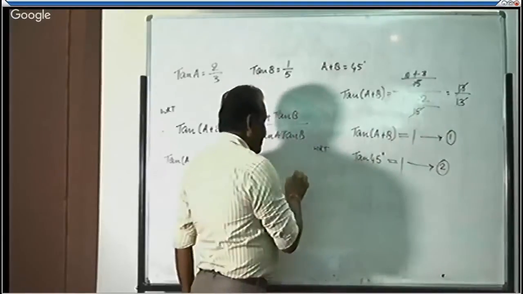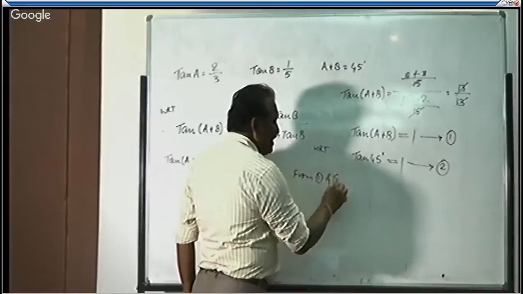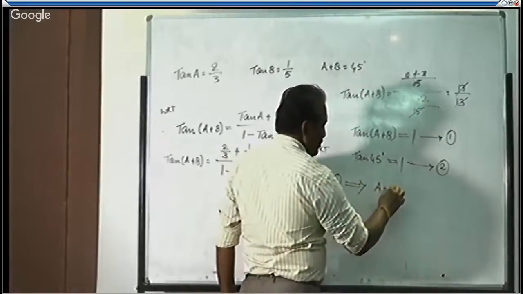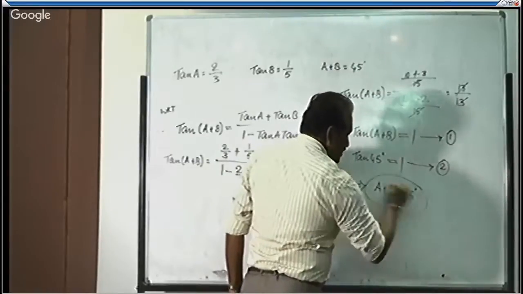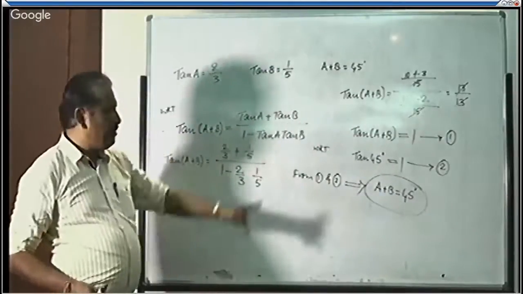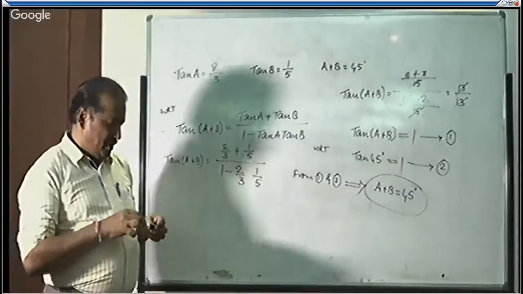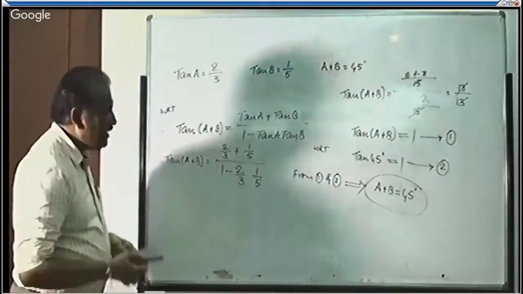By comparing equations 1 and 2, by the inspection method only, you can write in the place of A plus B: if you substitute 45 degrees, you will get the same RHS in equation 1 and equation 2. That's why you can write A plus B is equal to 45 degrees. So this is how we meet the required data.